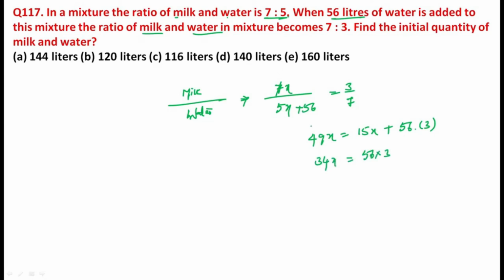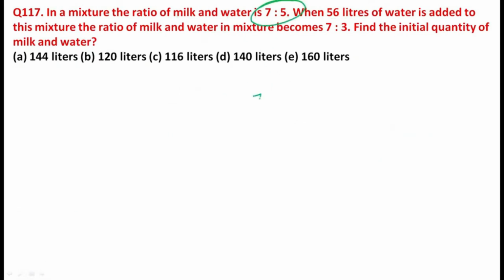Find the initial quantity of milk and water. Now guys, you can solve this question. So based on the initial ratio, see, based on the initial ratio, the ratio becomes 7 is to 5. The total quantity is a multiple of 12. Multiples of 12 means you can choose your answer as either 120 or 140.